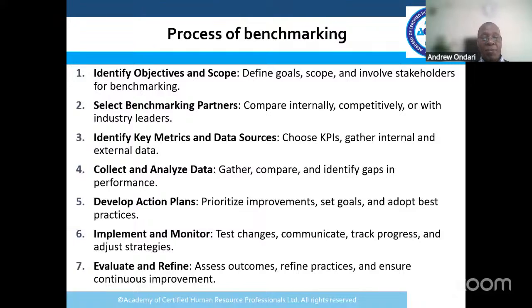In step 5, you develop action plans based on the data collected. When you collect data, you identify gaps, which are weaknesses, and identify opportunities. These opportunities become the areas of improvement.